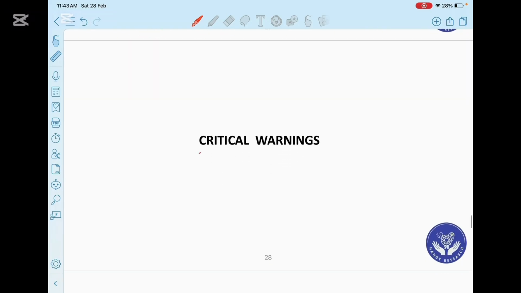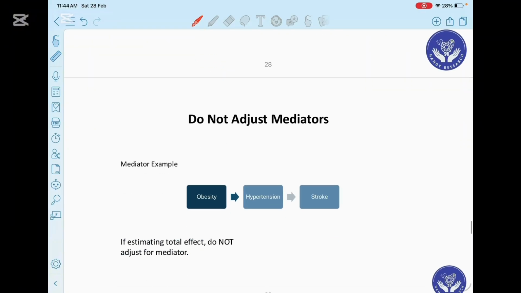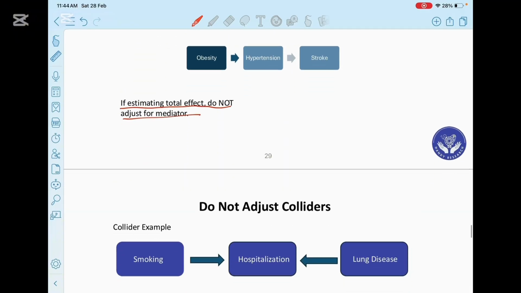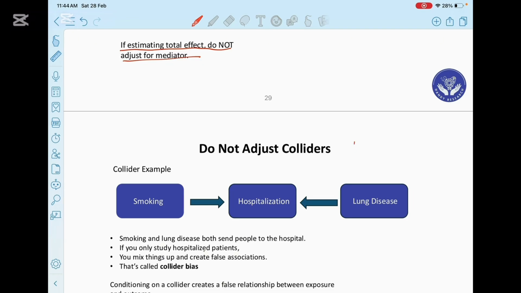So now the critical warnings. What are the critical warnings? Do not adjust mediators, never ever, because I have already given the example above: obesity, hypertension, and stroke. If you estimate the total effect, do not adjust for the mediators. Do not adjust this, never.